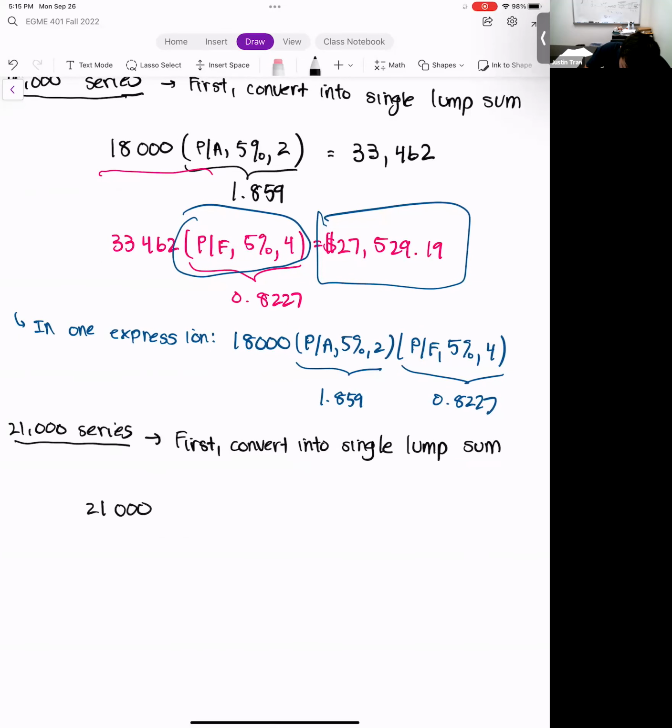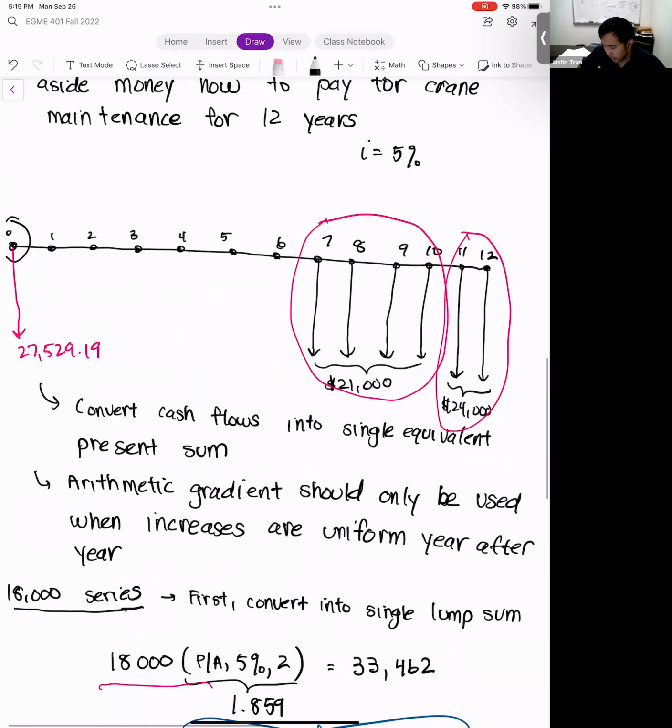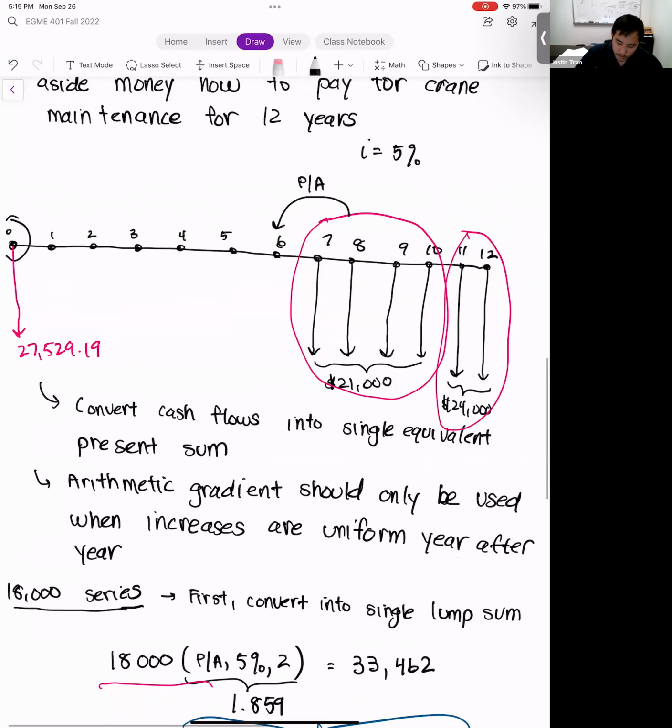And so I'm going to start with 21,000. Okay. I'm going to do this a little bit differently, though, just to show you that there are multiple ways that you can do a non-standard conversion. Okay. And so what we did before was we took this uniform series, we transformed it into a P, which occurred 1 year before the series took place. And so this is a P over A conversion. Okay. So that's what we just did. But another way that we can clump this together is that we can perform an F over A conversion. Okay. And so instead, let's take this and convert it into a single lump sum on year 10 with an F over A.